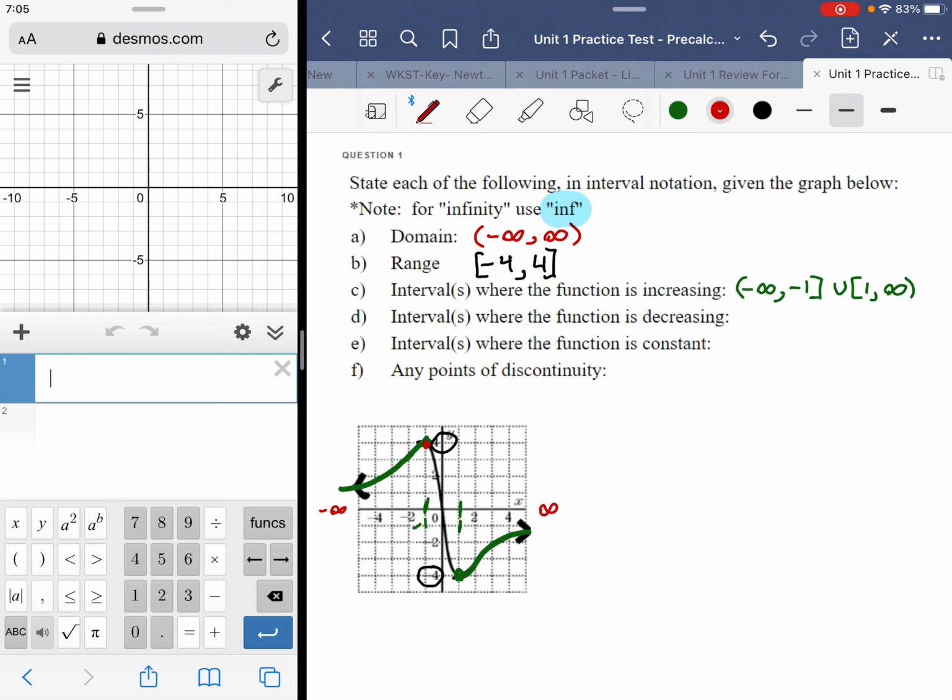Decreasing would be where the graph is going downhill from left to right. That's happening between -1 and 1, solid points on both ends. Constant would be where it has a 0 slope or flat lines. That never happens, so I'll say no solution for that.